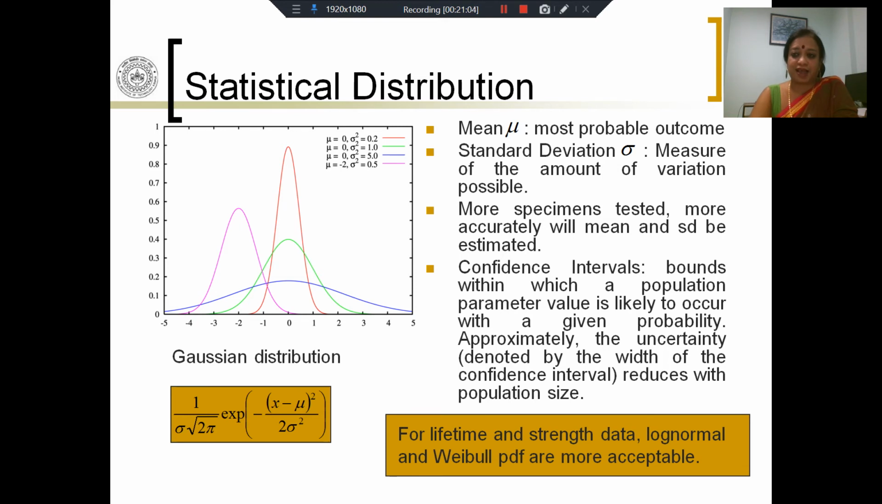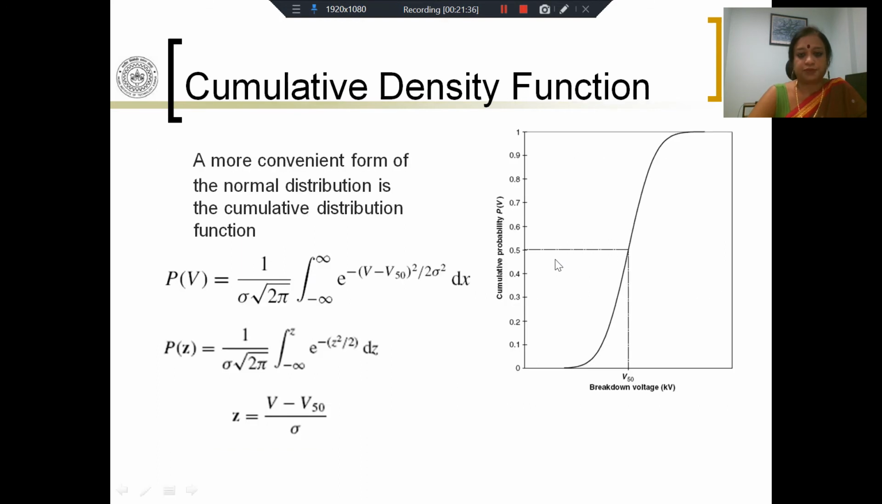And in this case, for such processes, we prefer not to use the normal distribution, but rather use distributions like the log normal or the Weibull probability distribution function. I'll talk about these later. So the normal distribution function may not be the best choice of probability distribution function for analysis of breakdown strength or life data, and for that we might have to resort to other kinds of distributions.